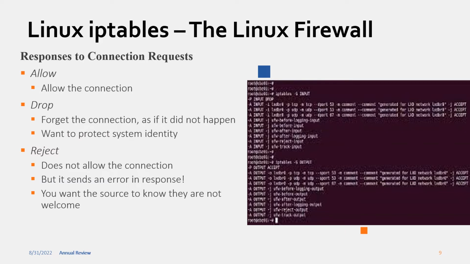It deals with connection requests in three ways. It would either allow the connection, or drop it as if forgetting it and pretending it never existed, which is best used for protecting the identity of our host system. Then there's reject. This would send a message out to any potential intruder that they're not welcome or that our system is unavailable.